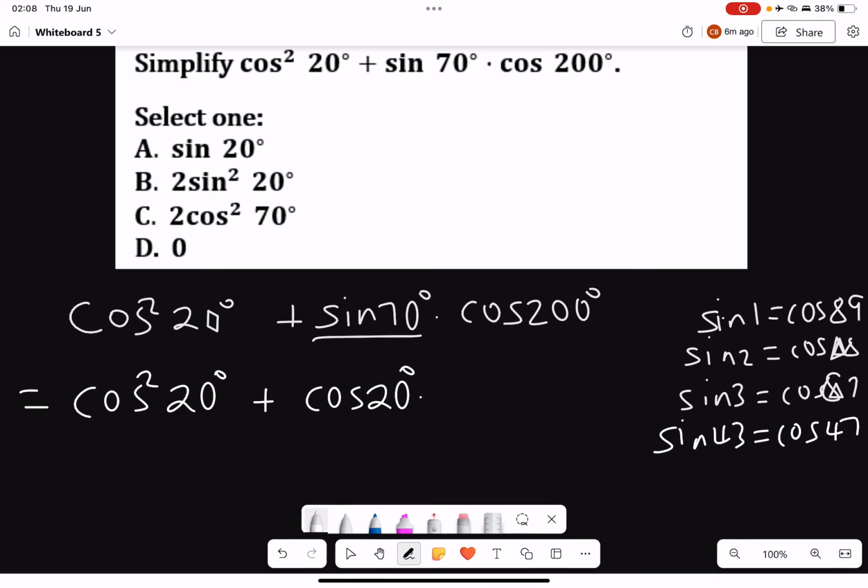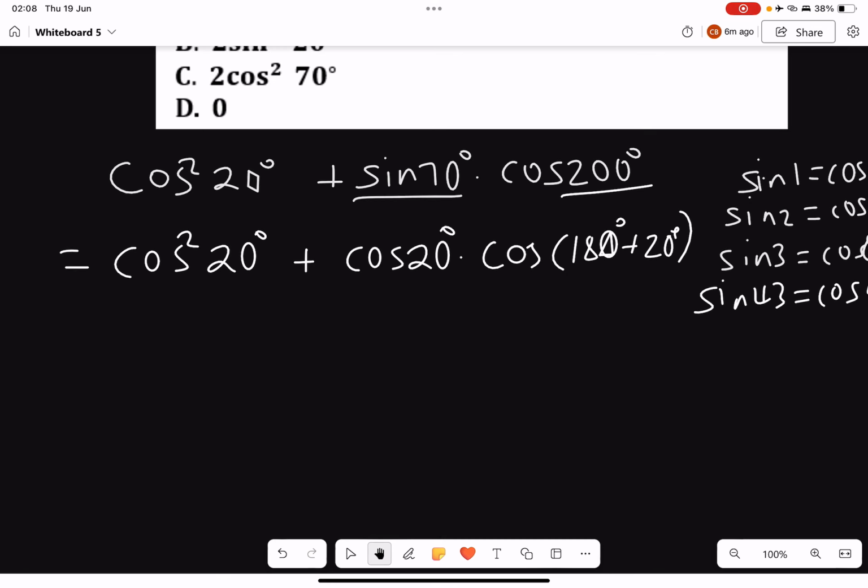And then that will be cos of 180 degrees plus 20 degrees. Someone could have chosen cos of 270 minus 70, but I do not recommend that. I always advise students to choose 180 and 360 because with those you do not have to do the cofunctions. But if you pick 90 or 270, you need to indeed do the cofunctions.